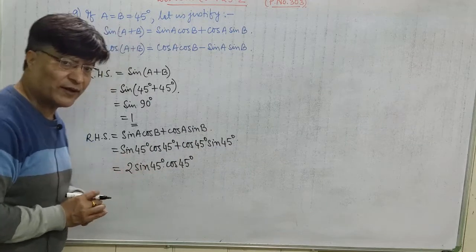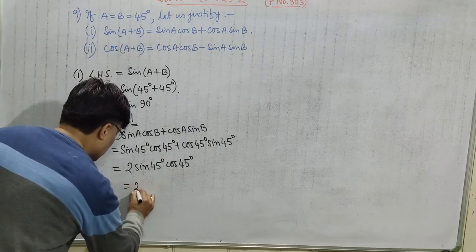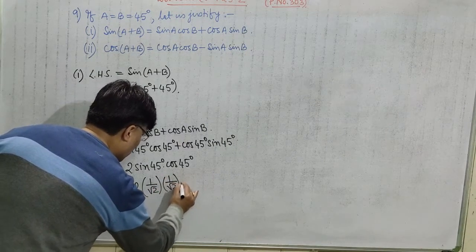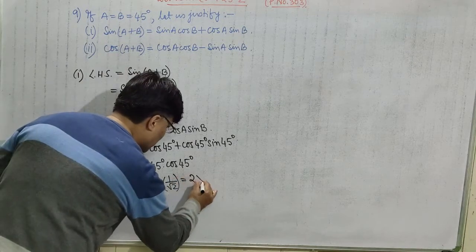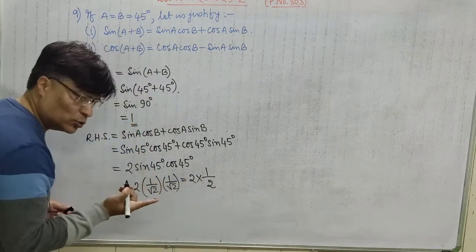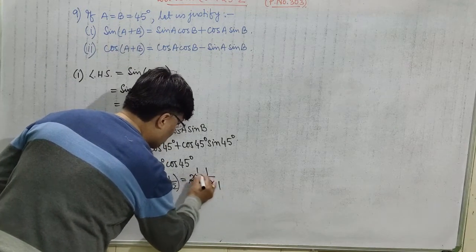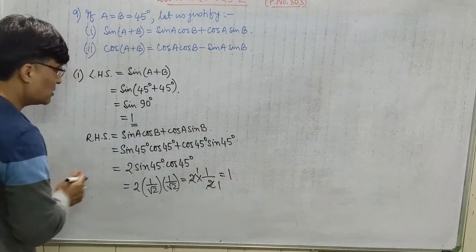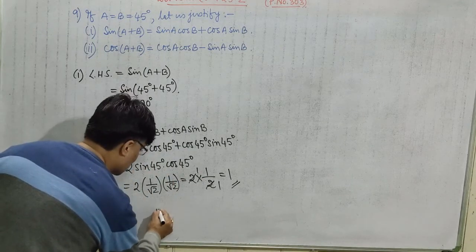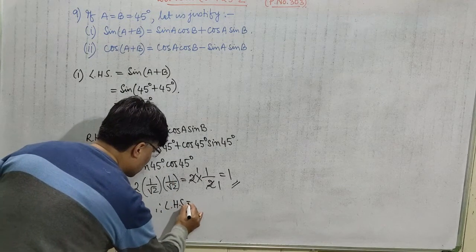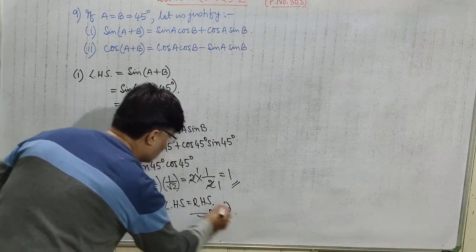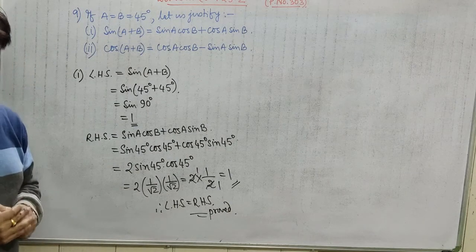So it is 2 sin 45 cos 45, which is equal to 2 into, what is sin 45? 1 by root 2. What is cos 45? 1 by root 2. So 2 into 1 by root 2 into 1 by root 2. Root 2 into root 2 is root 4, that is 2. So you can cancel, 2 ones are 2, which is equal to 1. That means we have justified that LHS is equal to RHS. So it is proved. I think you have understood it.